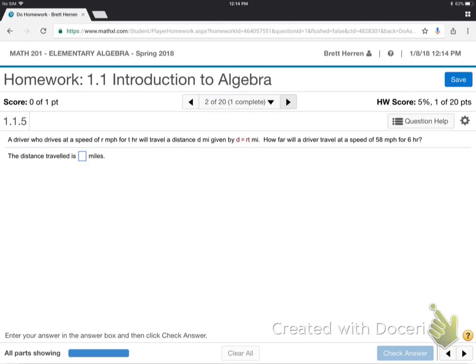All right, a driver who drives at a speed R miles per hour for T hours will travel a distance D miles given by that formula. You don't need all those words. Here's all you need: D equals RT. Distance equals rate times time.